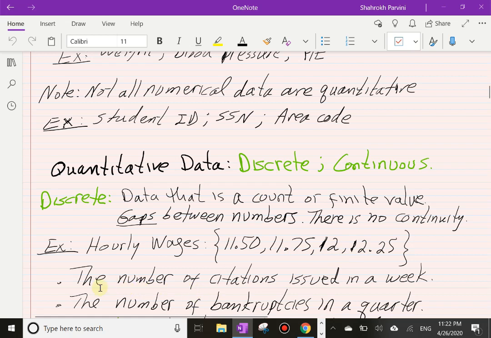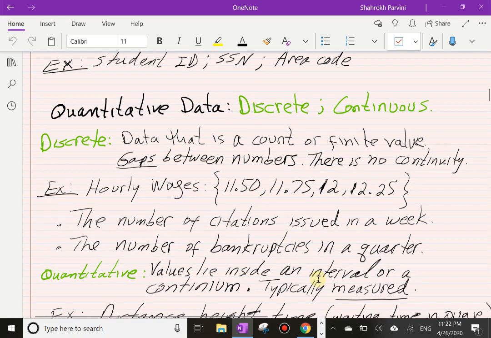Another example of discrete data would be the number of citations issued in a given week, or the number of bankruptcies that could occur in a quarter. That would also be an example of discrete data.